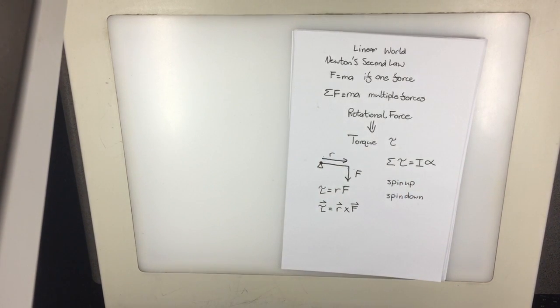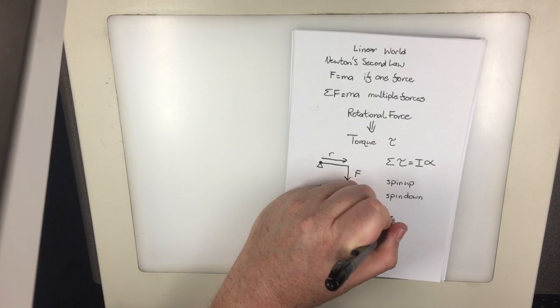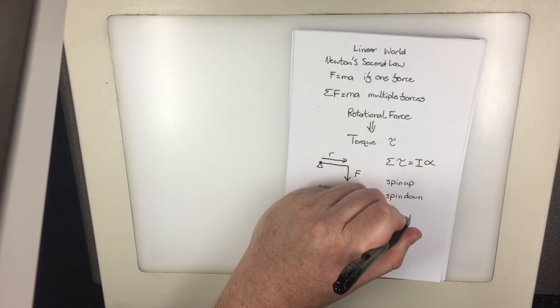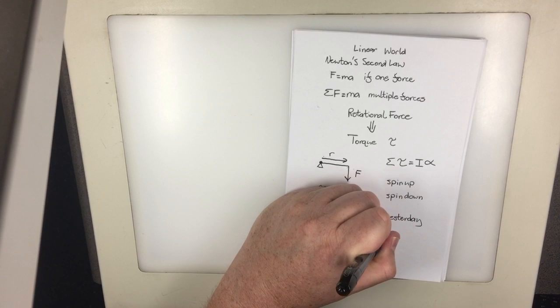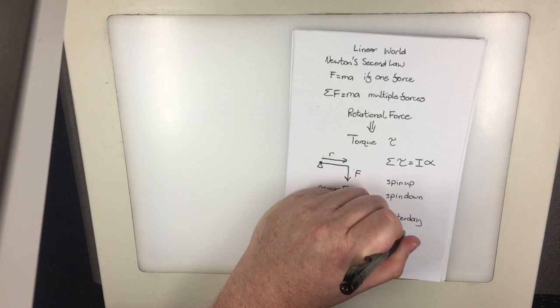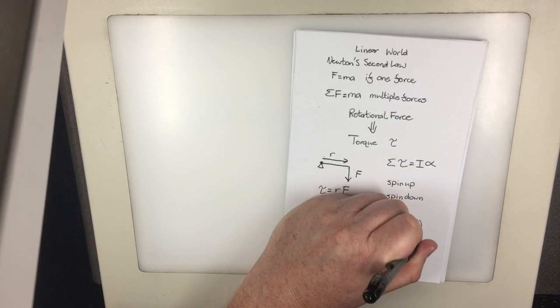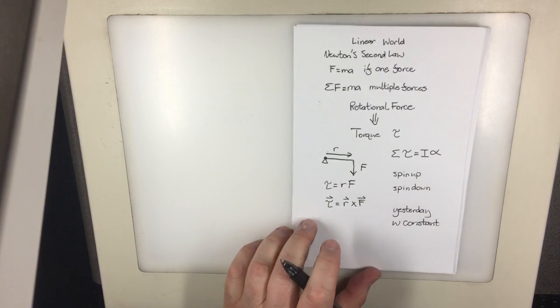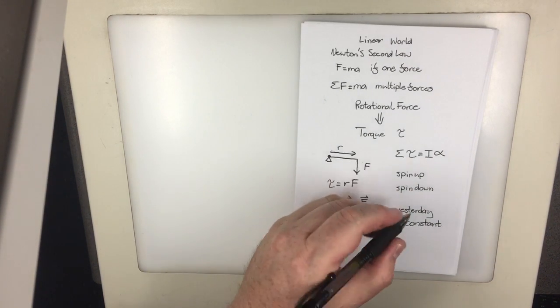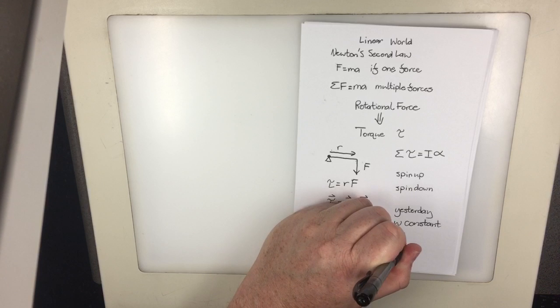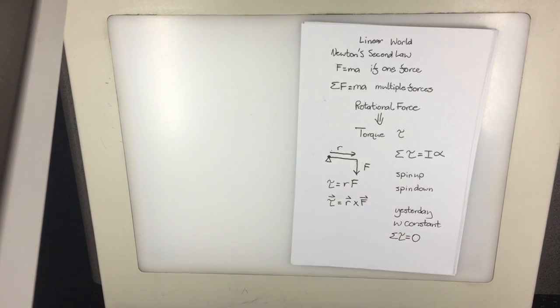rotates slower. Yesterday, in the examples that we were doing, omega was a constant. Because omega was a constant, the sum of the torques is equal to 0 because there was no angular acceleration.